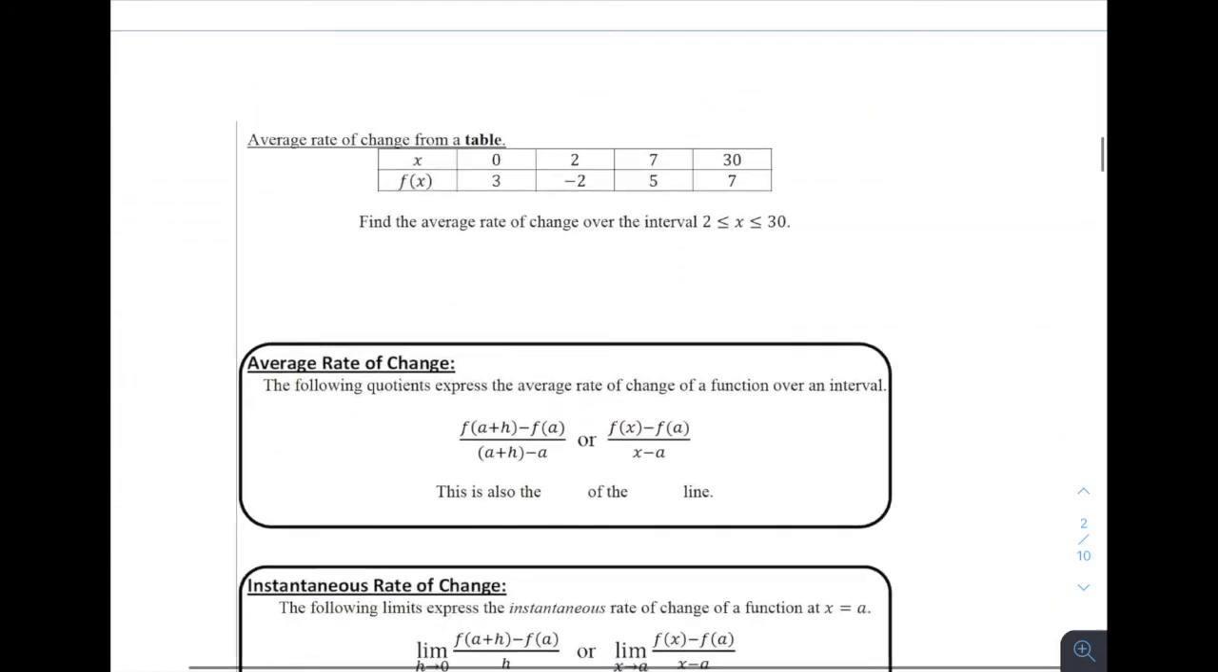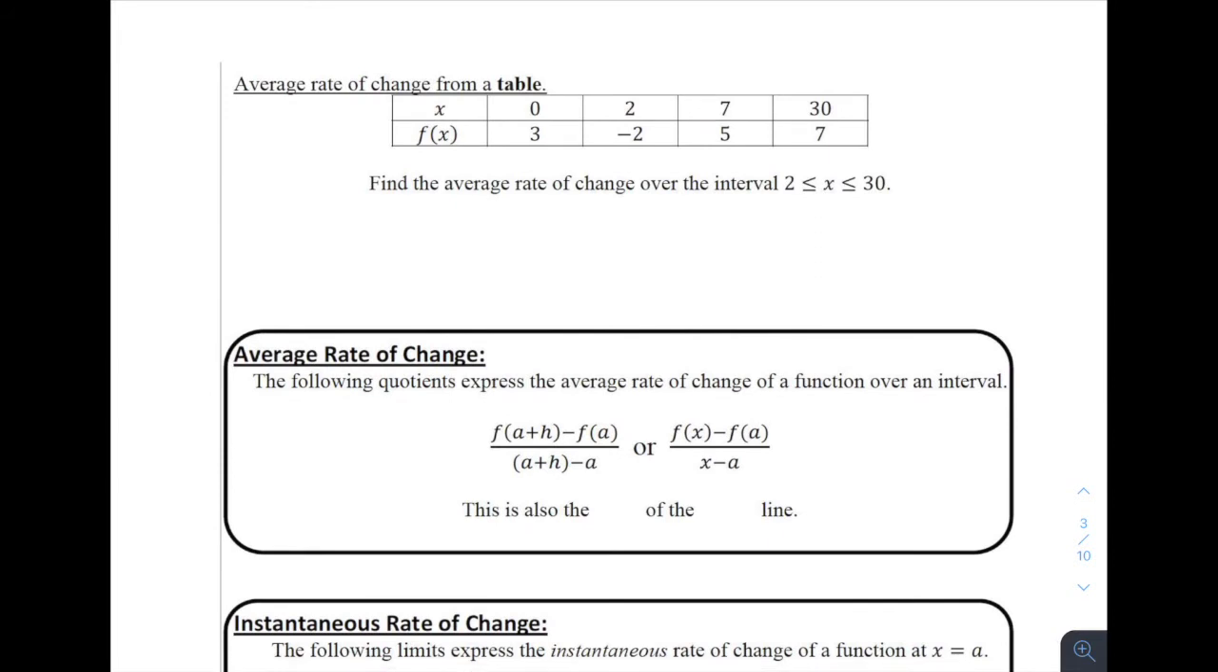If we're talking about average rates of change from a table, if we want to find the average rate of change over the interval from 2 to 30, first off, be careful.